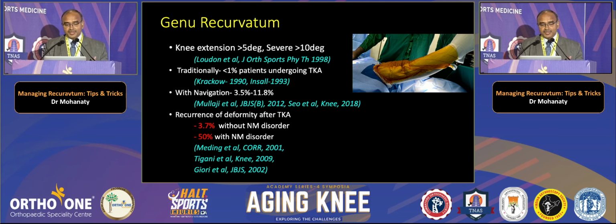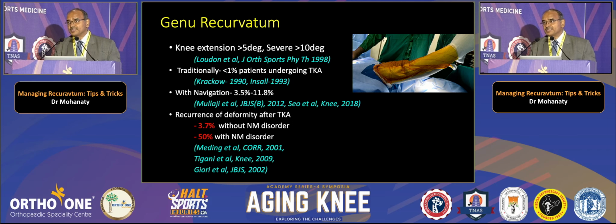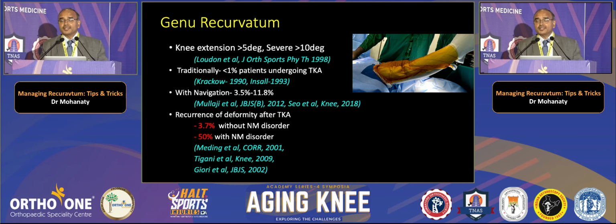However, after the invention of computer and the robo, now the incidence of genu recurvatum before surgery is to the tune of 3.5 to 11.8%. That is shown in the literature by Mullaji et al. But the recurrence of deformity after total knee arthroplasty in non-neuromuscular cases is about 3 to 4%. Whereas in patients with associated neuromuscular problems like poliomyelitis or paralysis, the recurrence rate is extremely high. That is 50% of these patients have recurrence of the genu recurvatum.